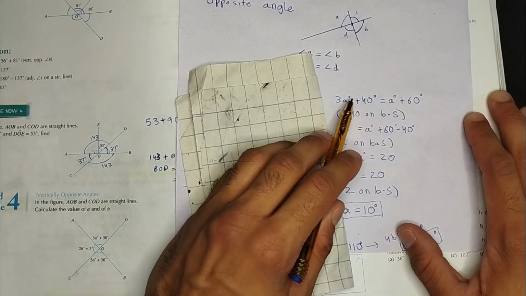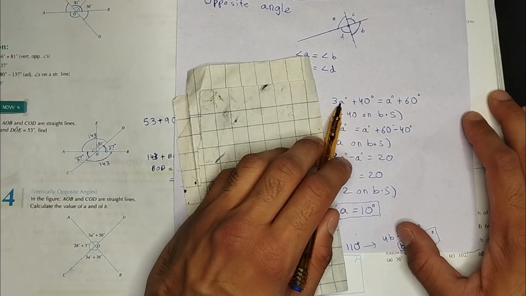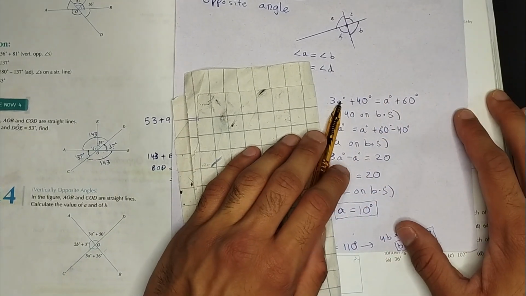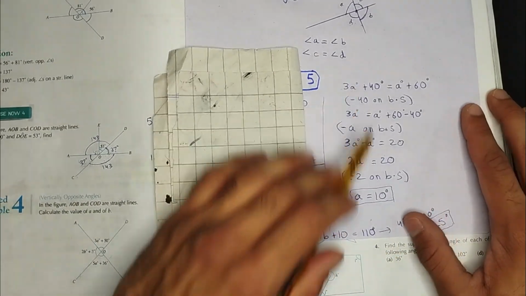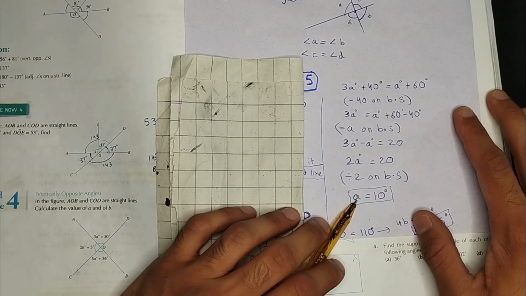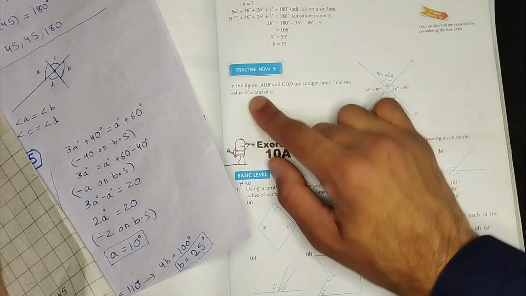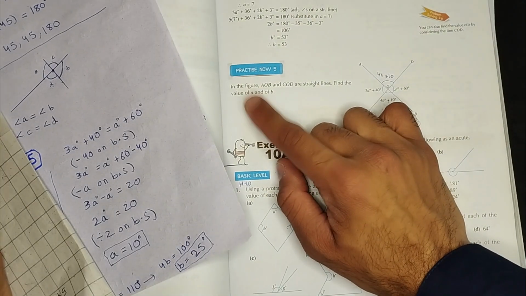Okay, now I'm going to solve this equation further. We have a variable term, we have a constant term, we have a variable term, we have a constant term. So we're going to make sure that the variable is on one side and the constant is on the other side of the equation. We do that and we will get the value of A. Once we get the value of A, we can easily find the angles as well, but that doesn't matter because the question asks us to just find the value of A and B.